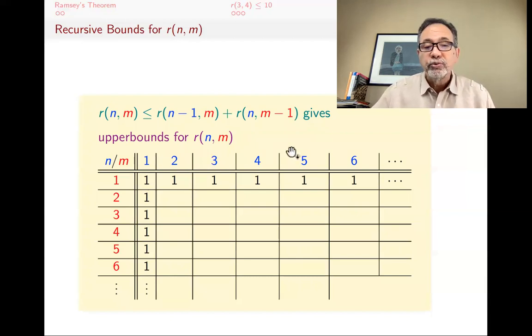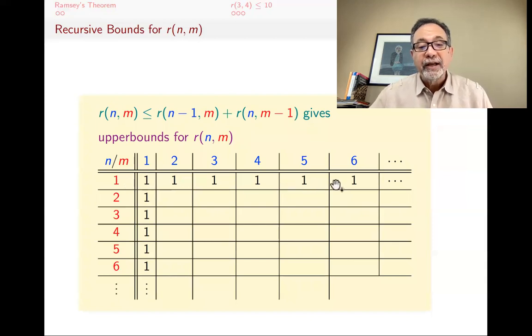So if n is 1 through 6 and so on, and m is 1 through 6, I know that the first row and the first column are all ones. That was R1m and Rn1 being 1. Now, because of that and because of this relationship, I can tell you that R22 is less than or equal to R12 plus R21. That means it's less than or equal to the sum of these two, 1 plus 1 is 2. And then from that, because this is less than or equal to 2 plus 1, R23 is less than or equal to 3.